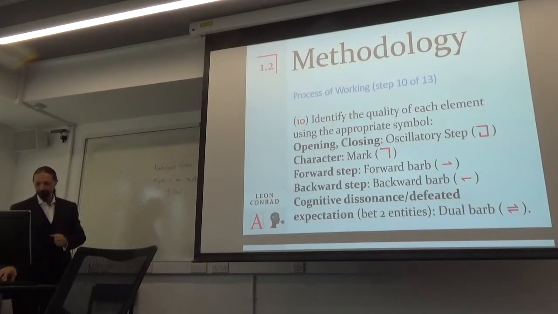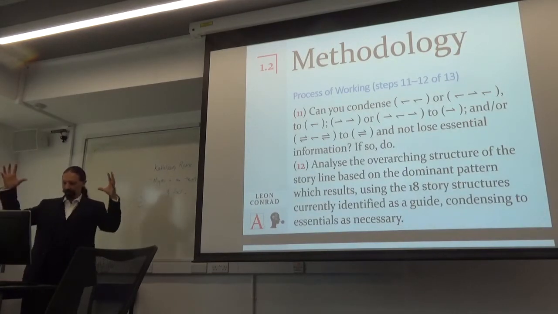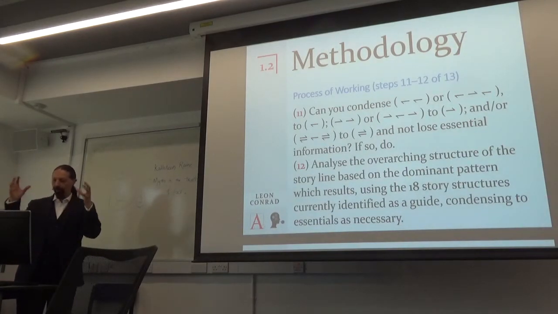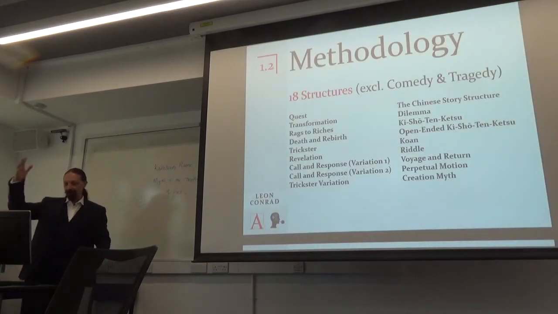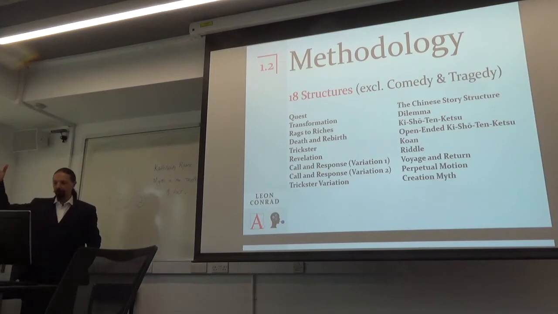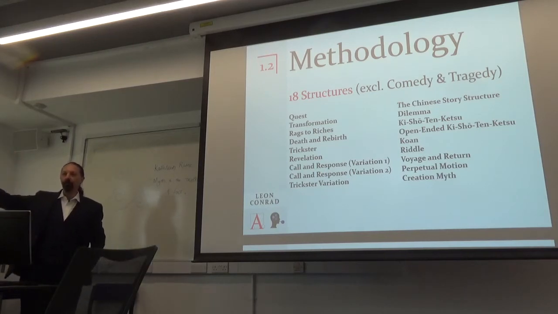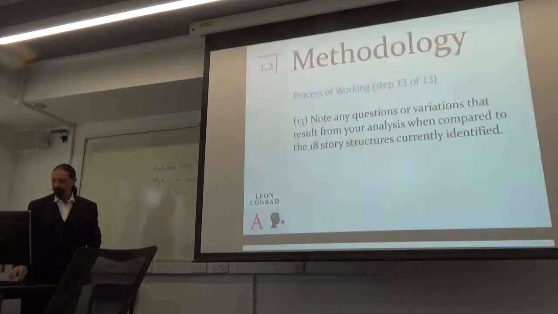Then apply the symbols. Condense if you can, and then look at the pattern that emerges where you've kept the essential information, got rid of any other thing that is just extraneous. And what I've identified is 18 story structures so far. They look like this. They're all names to you now, but they all have different structures. It doesn't mean there aren't more story structures out there, but these are the ones I found, and they're pretty universal. And then see whether there are any other questions or outliers.